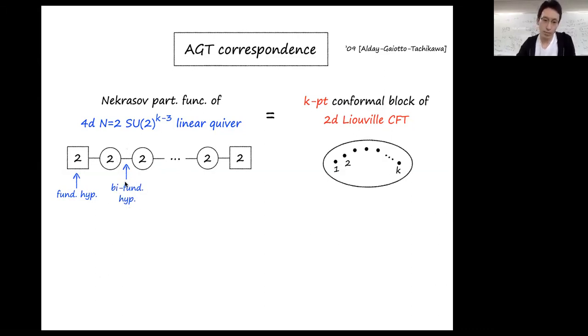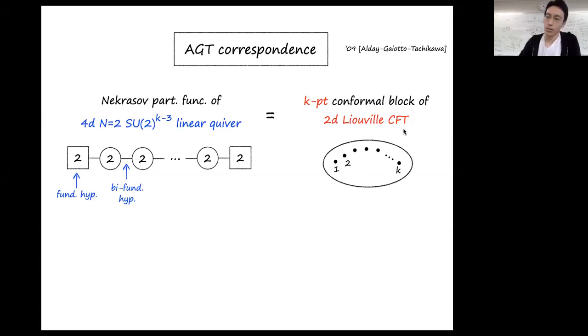So this bifundamental hyper is charged under this SU(2) and this SU(2). And you have bifundamental, dot, dot, dot, bifundamental. And at the end of the tails, you have fundamental hypermultiplets coupled to this one. So you have two copies of fundamental hypers coupled to this SU(2). And you also have another two copies of fundamental hypers coupled to this SU(2). So this is a linear quiver gauge theory with N=2 supersymmetry and SU(2) gauge groups. And you consider the Nekrasov partition function of this theory. So that's the quantity in four dimensions.